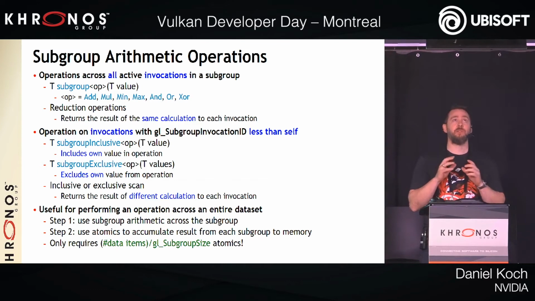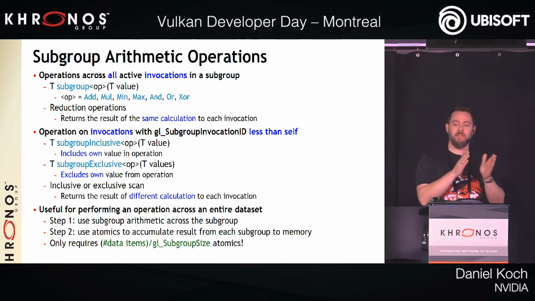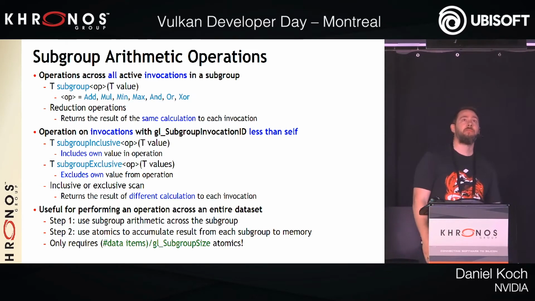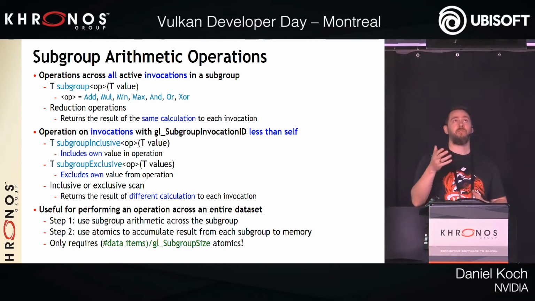There are also some operations that operate on invocations compared to the current invocation, operating on the ones that have lower IDs. So basically, a partial subset of them, and those are called inclusive or exclusive scans. Usually there's a subgroup inclusive op, so subgroup inclusive add, subgroup exclusive add. The difference between inclusive and exclusive is: does the data from your invocation contribute to the calculation or not?